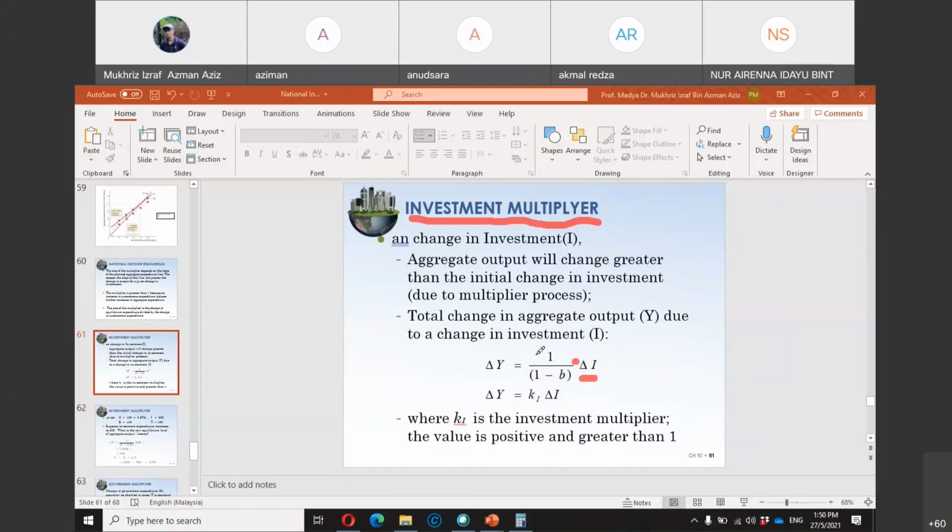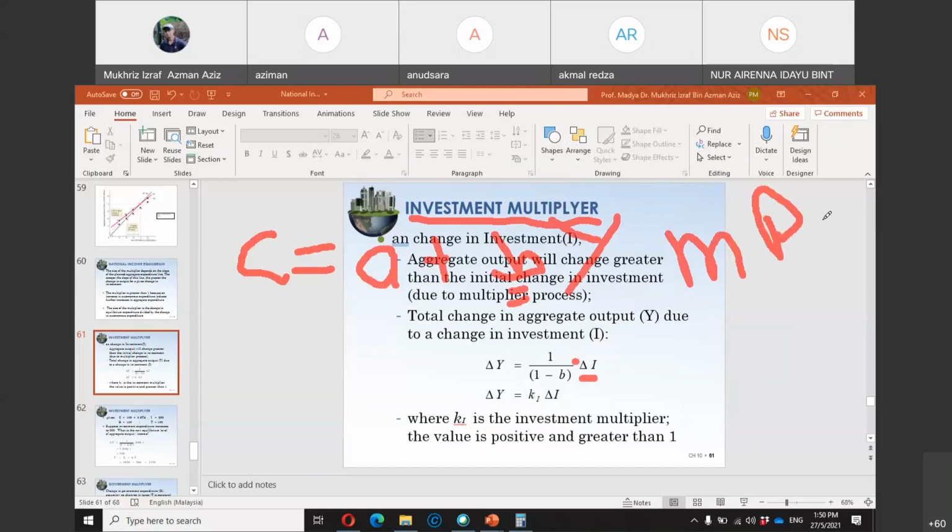So what is 1 over 1 minus b? Remember, b here is the MPC, the marginal propensity to consume. If you recall, our C function is A plus bY. Correct? b means MPC, marginal propensity to consume. So 1 divided by 1 minus b. Basically, 1 minus b is our MPS. Okay?